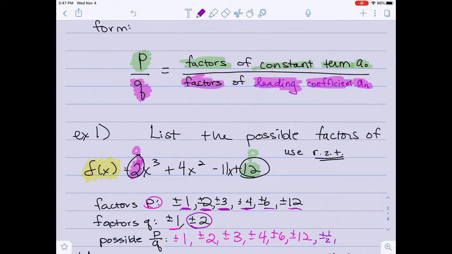So we're going to go 1 over 2. 2 over 2 is just 1, and it's already listed. 3 over 2. 4 over 2 is 2, which is already listed. 6 over 2 is 3, which is already listed. And 12 over 2 is 6, which is also already listed. So this is our total list of all of our possible rational zeros. Okay, and that's all we had to do. We just had to list them.